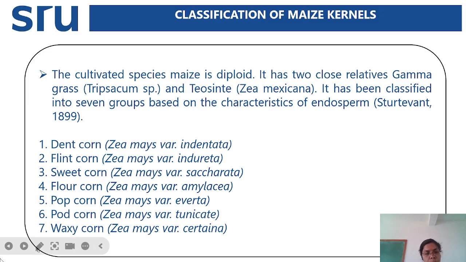Pod corn is the primitive corn which is not widely used. Dent corn and flint corn are also not much used. So based on the characteristics of endosperm, they are classified into seven different types.